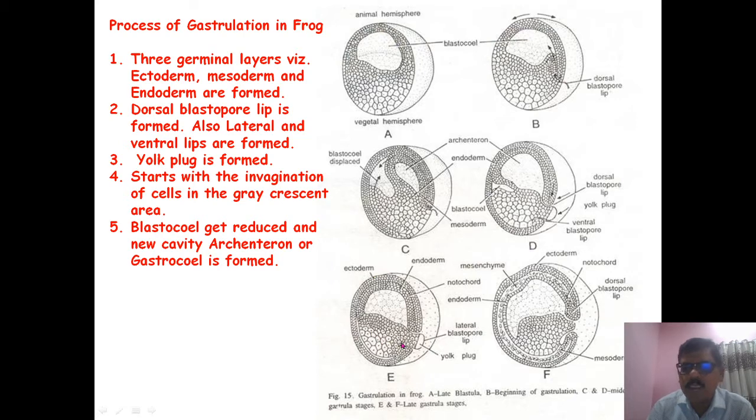After that, the inward movement, the epiboly movement, involution, invagination, migration, and convergent extension are all responsible for the formation of the three germinal layers. The outer one is called the ectoderm, the middle one is the mesoderm, and the inner one is called the endoderm layer. At the end of gastrulation, the three germ layers are formed.